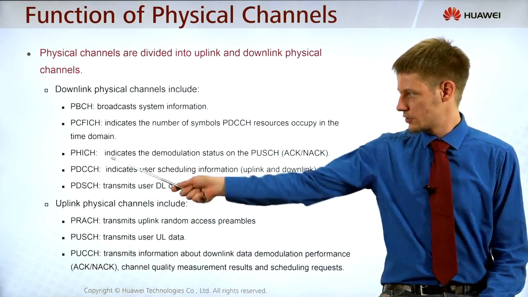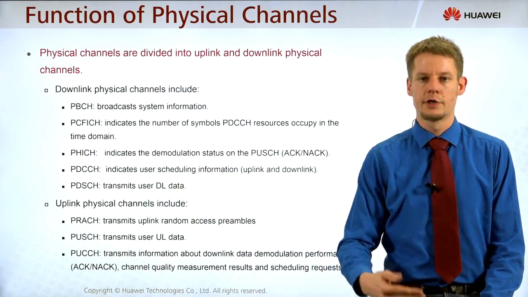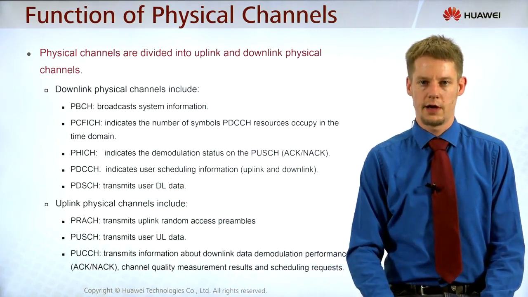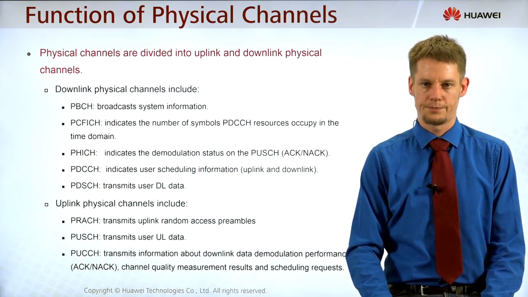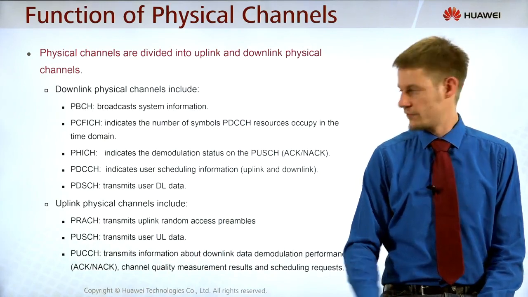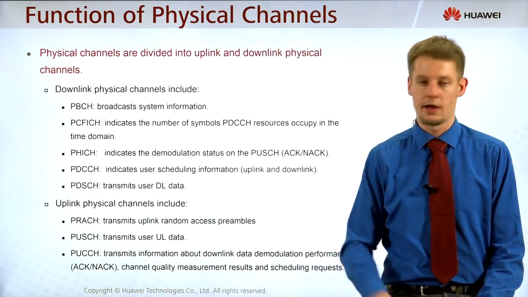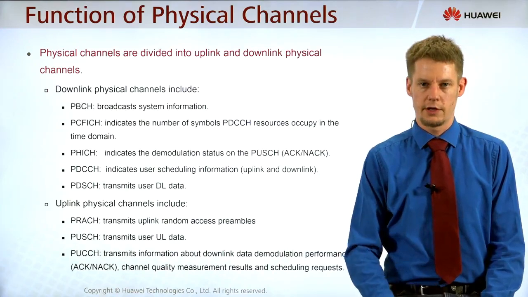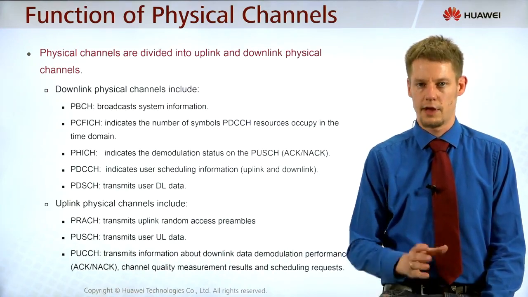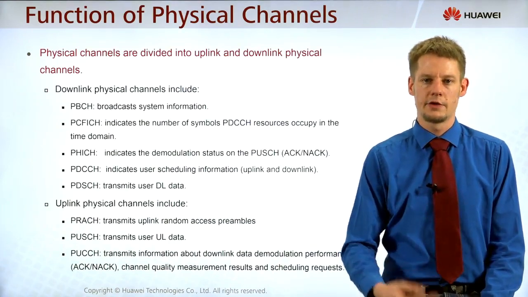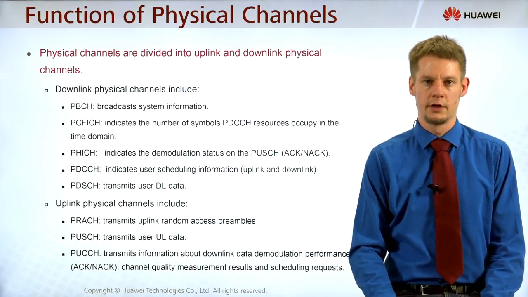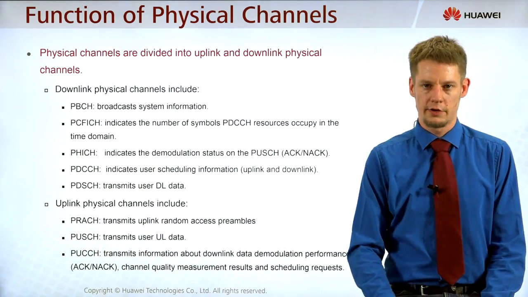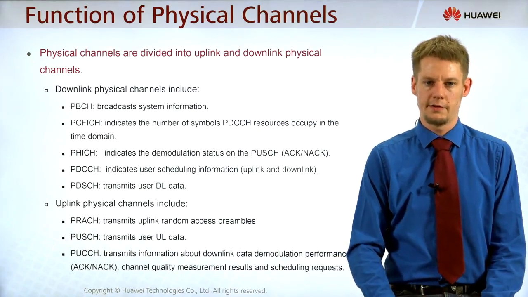The HARQ indicator channel indicates at which so-called HARQ process we already are at the moment. HARQ processes are for error correction on MAC layer. The physical downlink control channel, I already mentioned, is the first 1, 2, or 3 symbols of every resource block pair and carries all the signaling information. So the scheduling information to the UE, the modulation and coding scheme information, things like this.